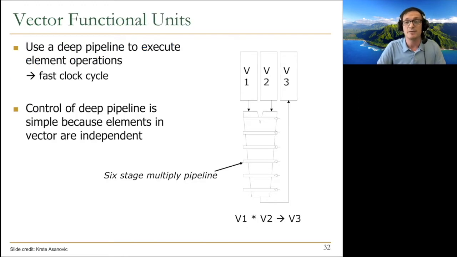Okay. So vector functional units, we already discussed this also. I've already given you an example that looks like this: V1, V2. Basically, you stream different elements of the vector in consecutive cycles into a vector functional unit, and you stream the data out of the functional unit into a destination vector register. Basically, you can use a deep pipeline to execute element operations, with a fast clock cycle. And the control of the deep pipeline is simple because elements in a vector are actually independent of each other. So in this example, the multiply is 6 stages, as you can see over here. And it could be even more. But this happens because the elements are completely independent. There are no control or data dependencies between these different operations that you're feeding into the vector functional unit.